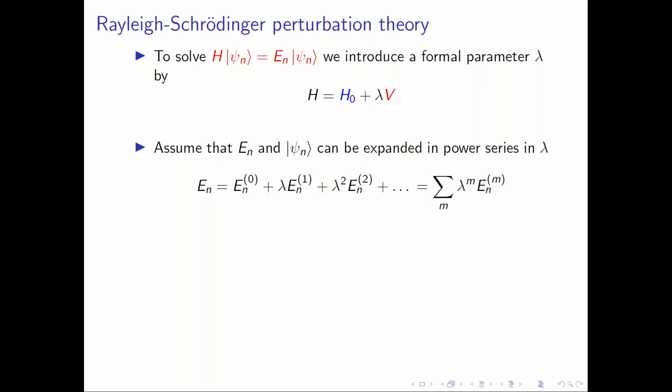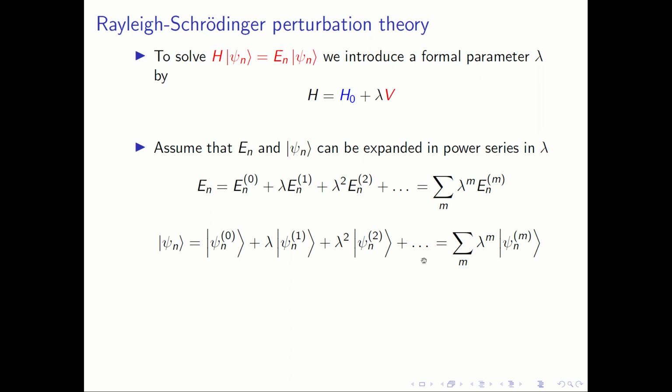Well, we assume the |ψn⟩ can be expanded in a similar manner. So, the ket |ψn⟩ is the ket |ψn(0)⟩ plus lambda |ψn(1)⟩ plus lambda squared |ψn(2)⟩ plus and so on. So, it's an infinite series, a power series in the parameter lambda, with terms |ψn(0)⟩, |ψn(1)⟩, |ψn(2)⟩, etc. These are all eigenkets, and the |ψn(1)⟩, |ψn(2)⟩ of course are the first order, second order and so on corrections to |ψn(0)⟩.